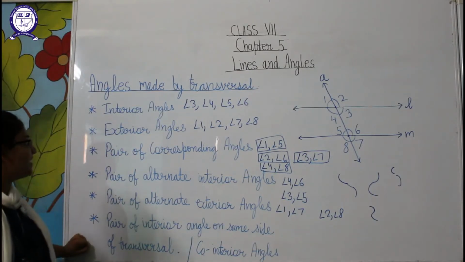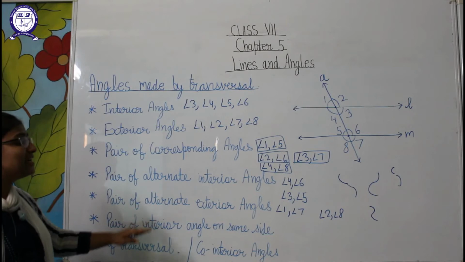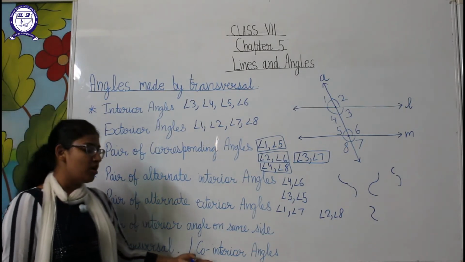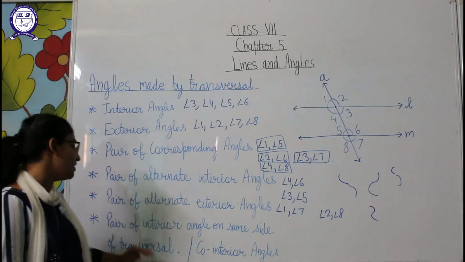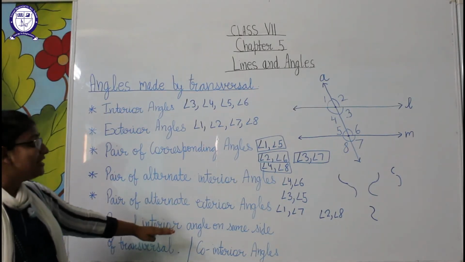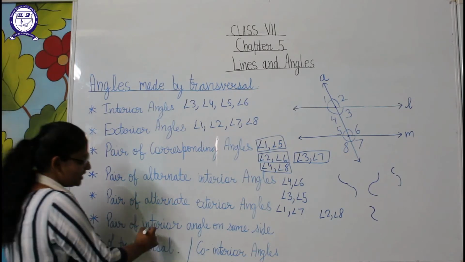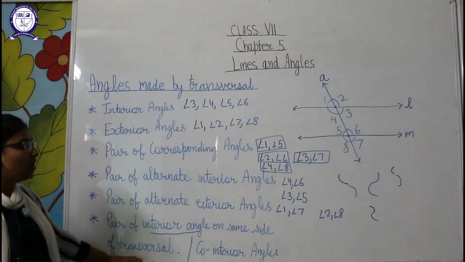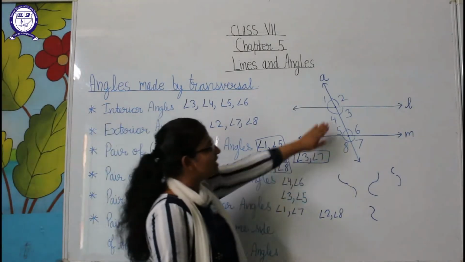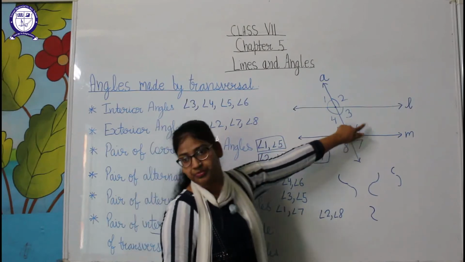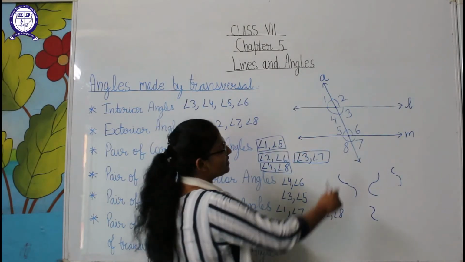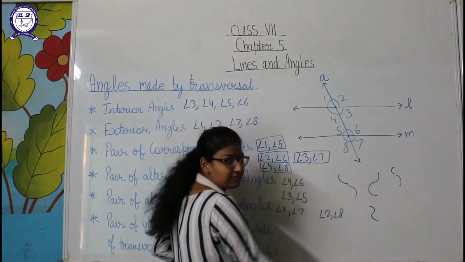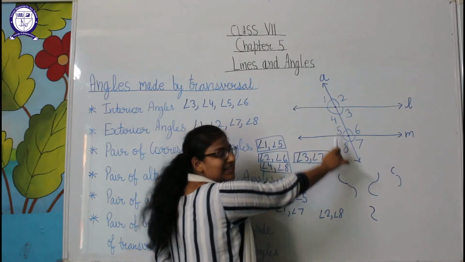Now our last type of angles are pairs of interior angles on the same side of the transversal, or we can also call them co-interior angles. Okay, so what are the pairs of interior angles? There is the term interior angle, and also they should be on the same side of the transversal. So these are the interior angles here. And for the same side of the transversal, if we talk about the left side of the transversal, it means 4 and 5 are on the same side and also they are interior.